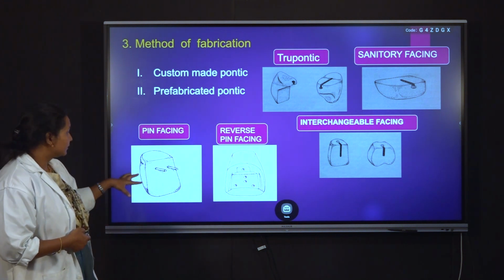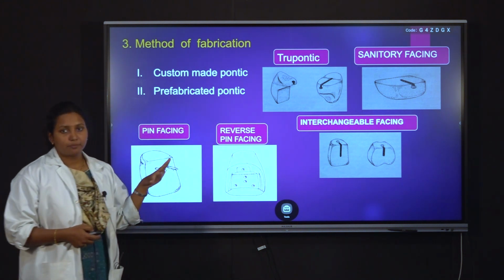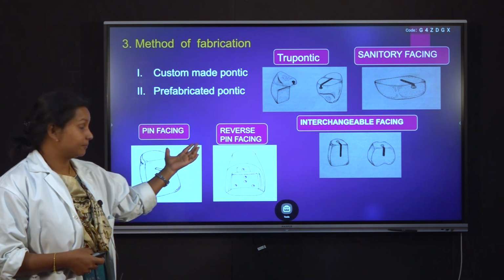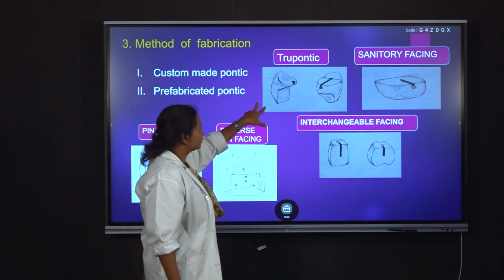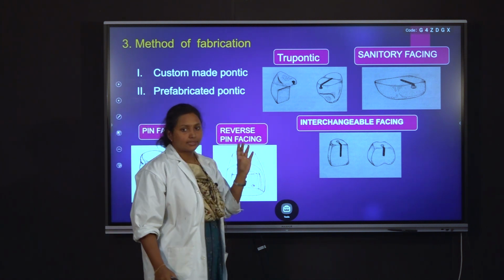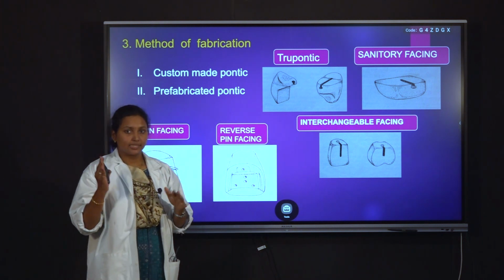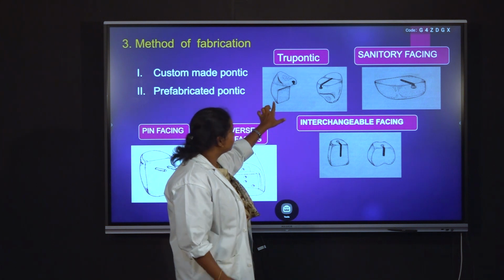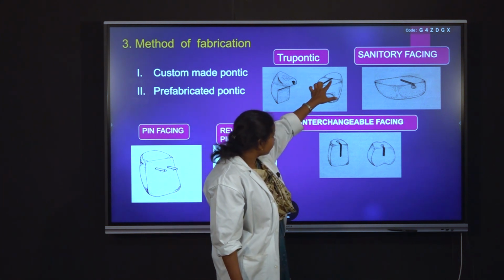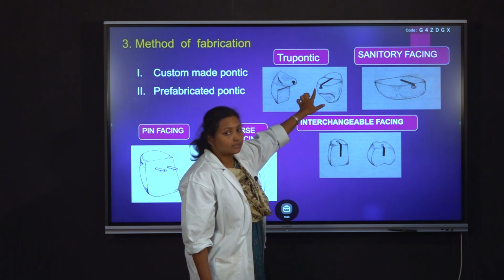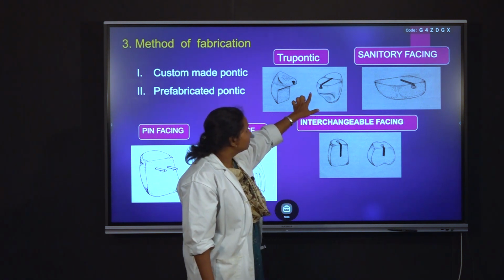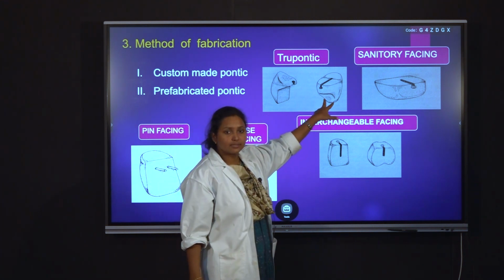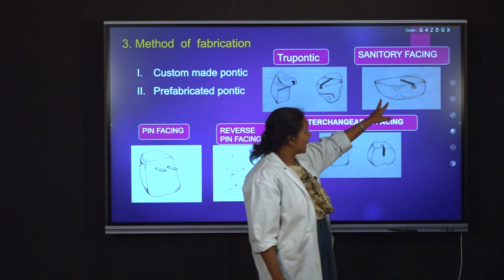Method of fabrication. These are called prefabricated Pontics. These Pontics are readily available so that we can use them directly. The first one is the true Pontic. As we can see, this type of Pontic has facing and backing. Here we will be discussing the facings. In this true Pontic, there will be a horizontal slot. This horizontal slot runs from buccal to the mesial direction, and the backing will have an elevation that fits into this facing. And this is the sanitary Pontic.